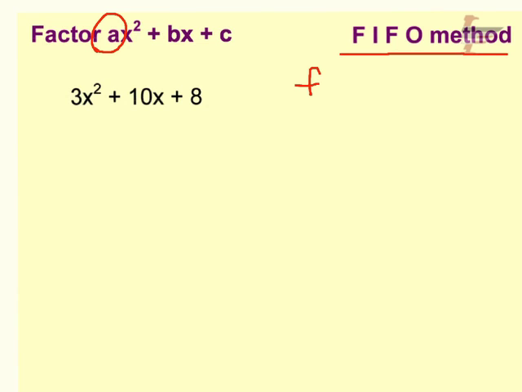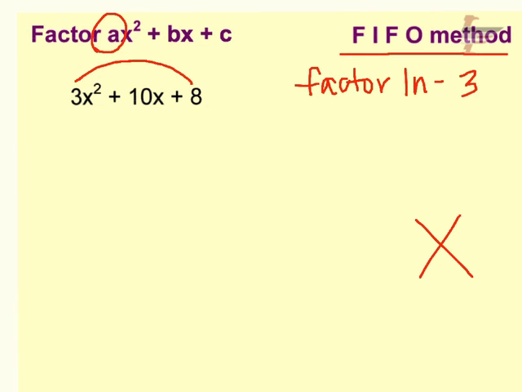First we factor in, and what they mean by factor in is you take the A value and multiply it by the C value. So we are factoring in a 3. I'm going to use a little X over here just to help organize my work. We multiply the 3 times the 8 and we get 24. So we're factoring in the 3, multiply it by C to get 24.